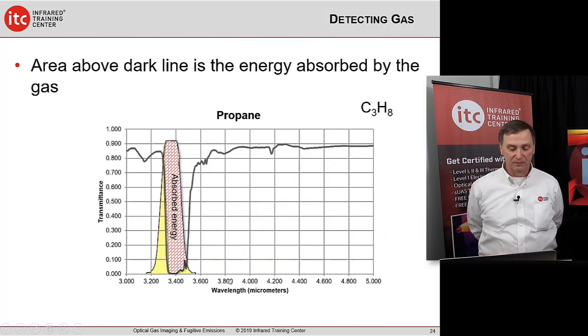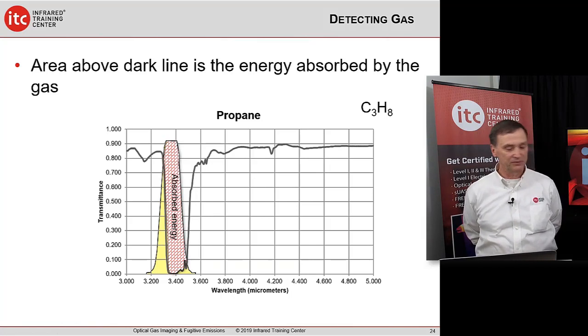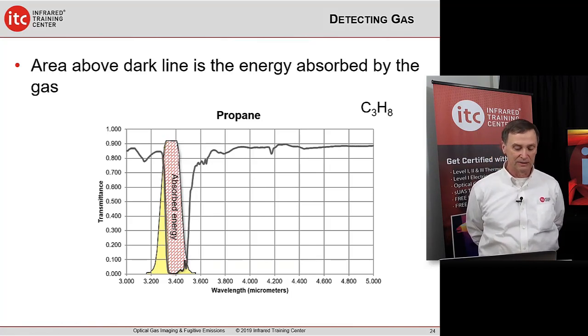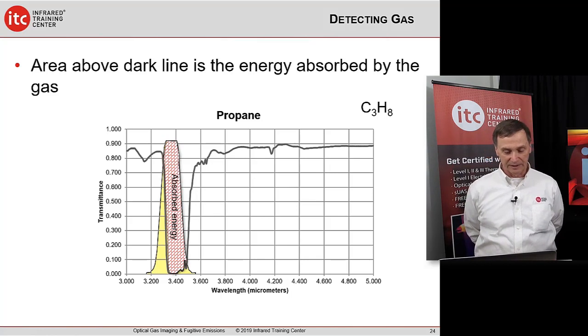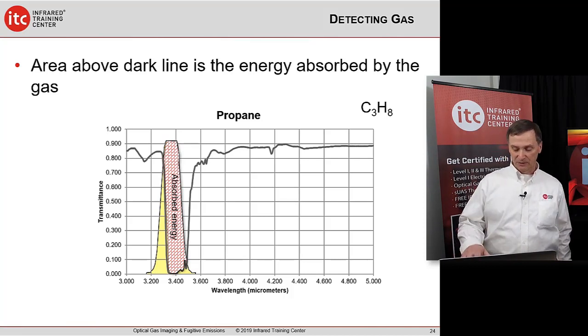And the reason why is different gases absorb energy in different ways. What we've got here is the dark gray line, which is how that gas absorbs. The yellow is what our filter looks like, sort of. And the crosshatched area is the amount of energy available to be absorbed by the gas. So it's a very simple thing.